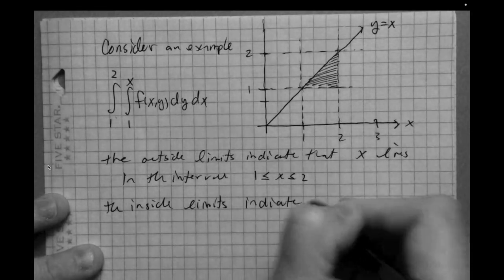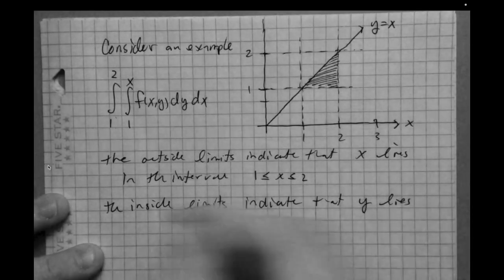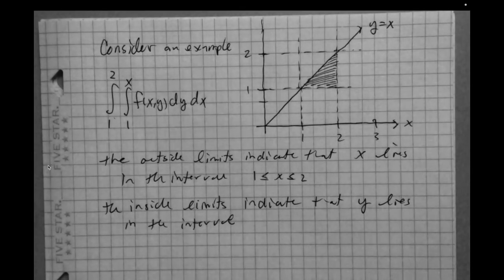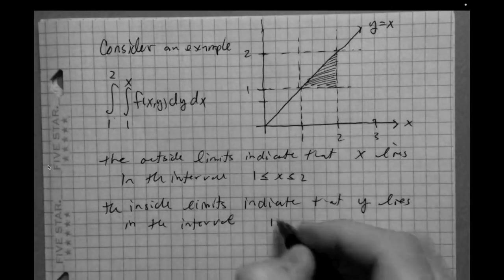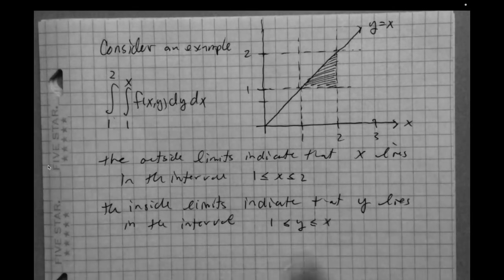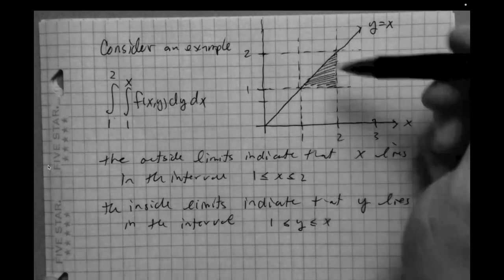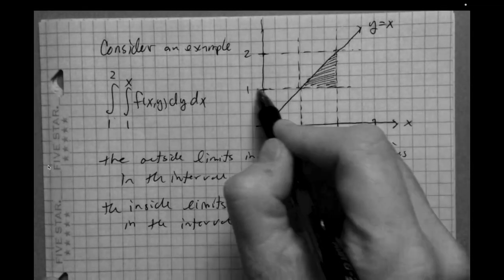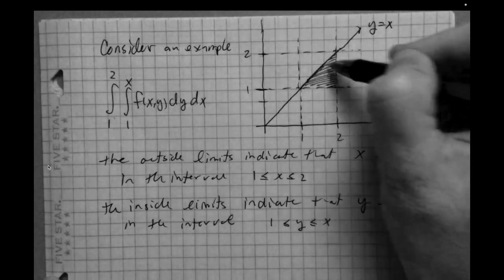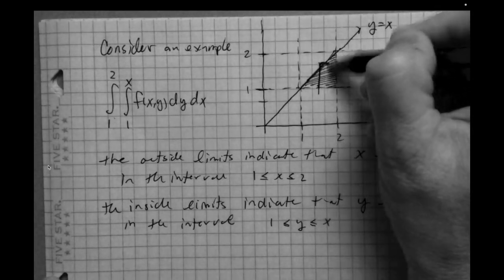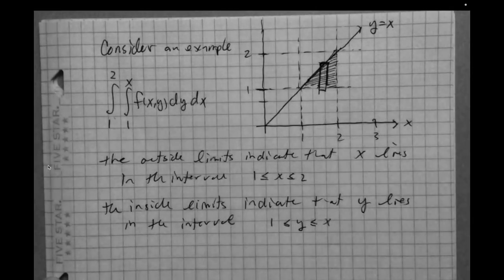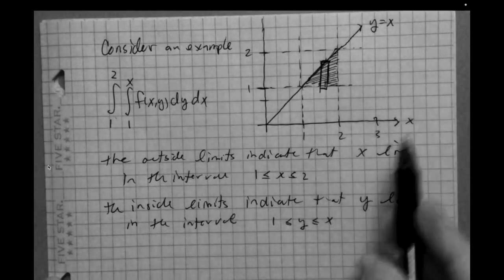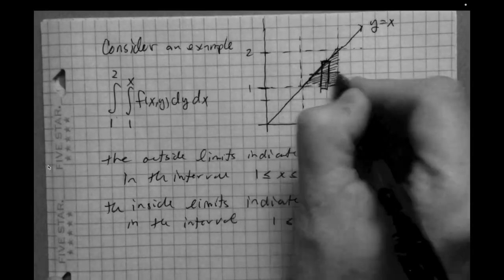The inside limits indicate that y lies in the interval, well, y is between 1 and x, right? 1 is less than or equal to y, which is less than or equal to x. Can we see that on this chart? So y, the variation top to bottom, is going to be between 1 and x. You think of the vertical going like that, so it's going to vary across that. X is going to vary from 1 to 2, so it's going to go like that.